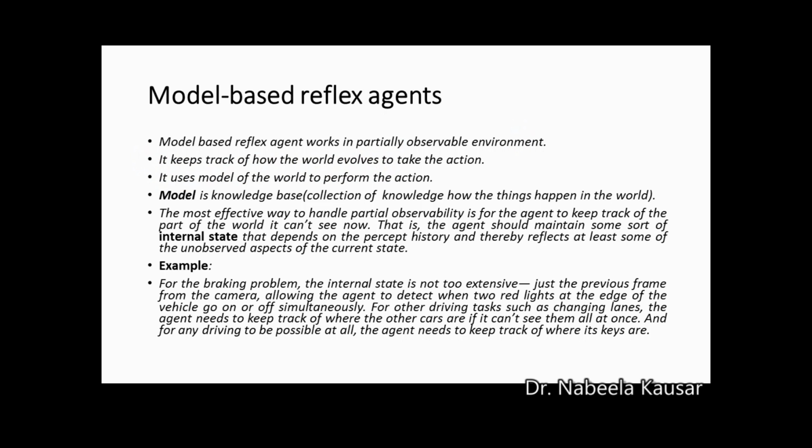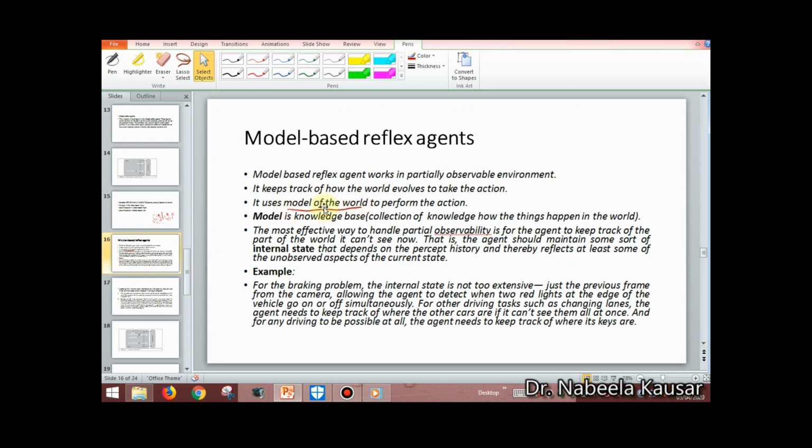A model based reflex agent uses a model of the world to choose an action to be performed. To use the model of the world, the model based reflex agent makes a knowledge base of previous history and then uses this history to make decisions. To deal with the part of the environment it doesn't know, internal state is used. So internal state is used to deal with the part of the environment the agent doesn't know. Internal state depends on the percept history.